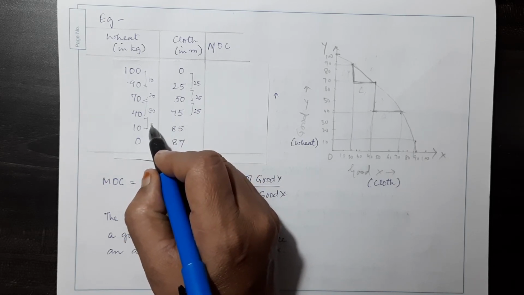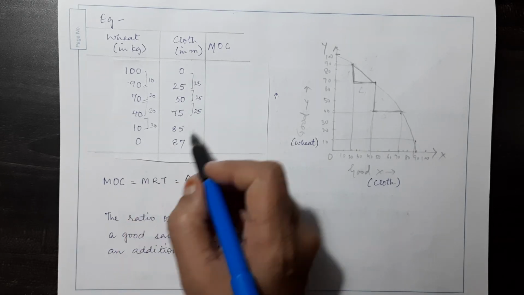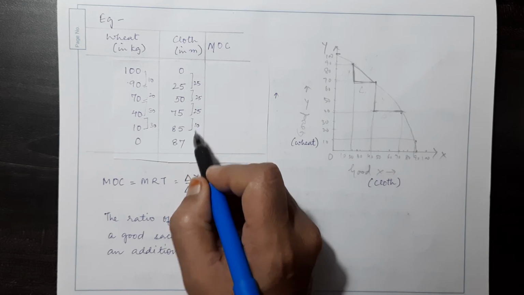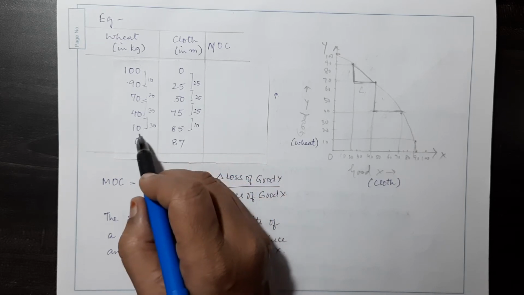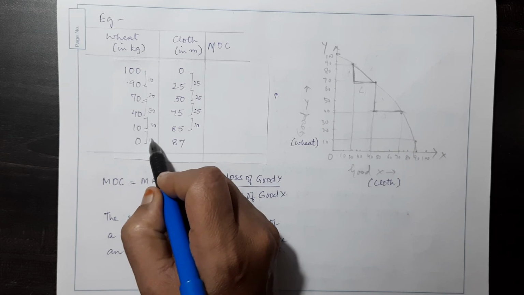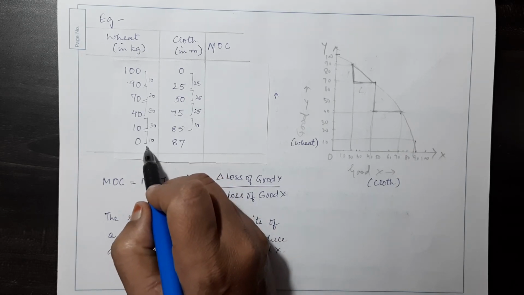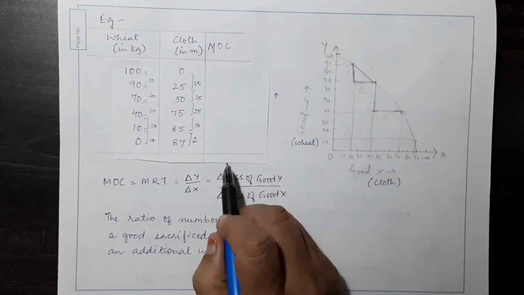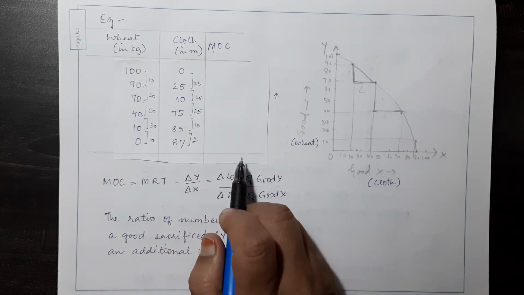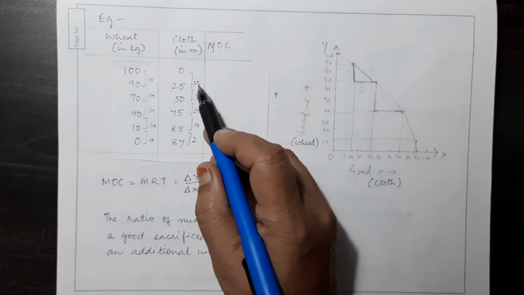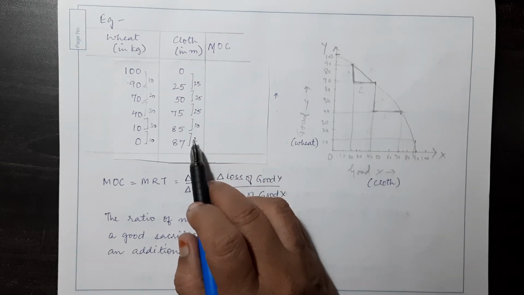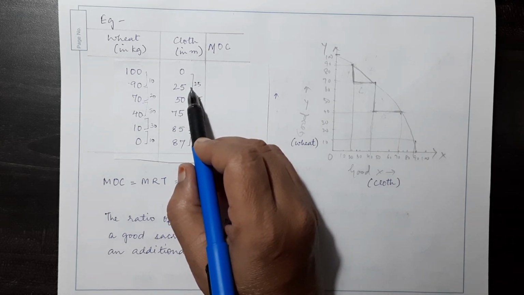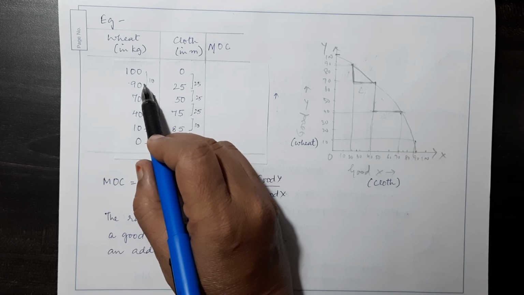40 minus 10 is again 30 units of wheat we are foregoing to produce 75 and 85. The difference is 10 units of cloth. Now 10 minus 0 is 10. So we are foregoing the rest, that is 10 units of wheat to produce 87 minus 85, which is 2 units of cloth. So the opportunity cost at every stage is different. That means to produce every additional unit of cloth, we are foregoing certain units of wheat.